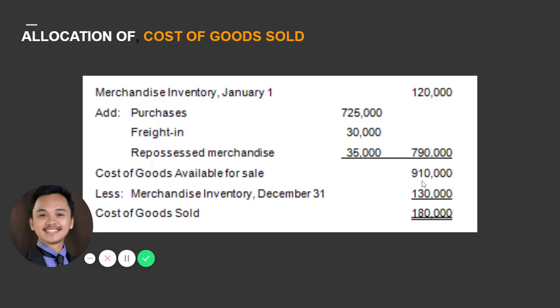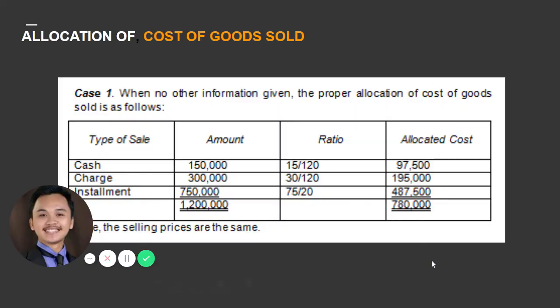So we have a total goods available for sale of 910 less merchandise inventory of 130,000. So therefore, we have a total cost of goods sold of 780,000. That is not 180 but rather 780,000. So that 780,000 is what we will allocate to the three sales methods of the entity.